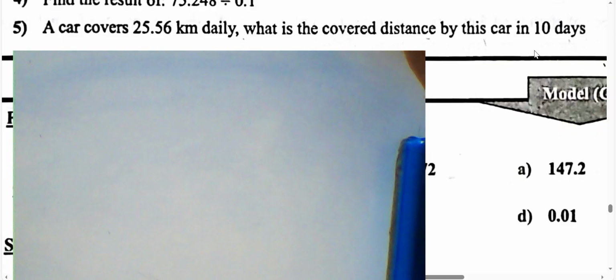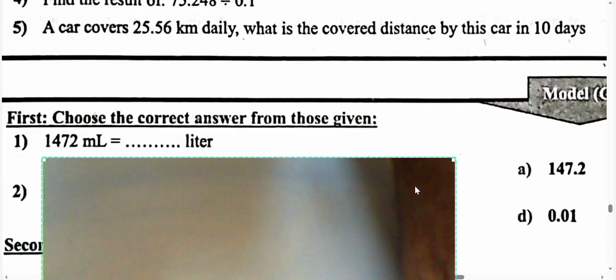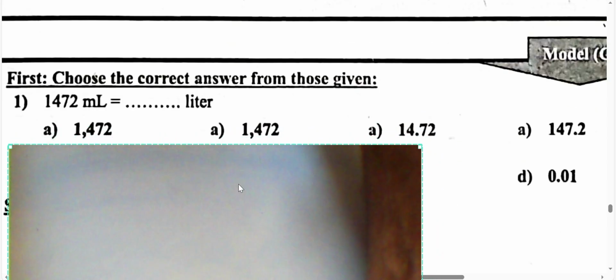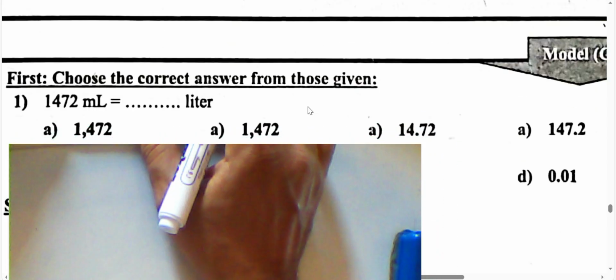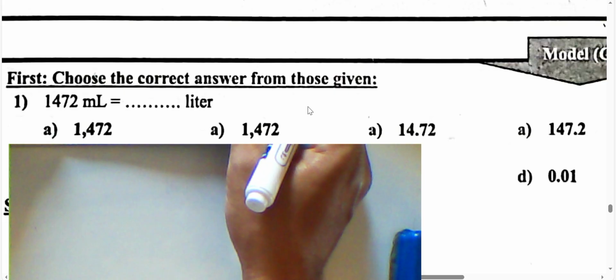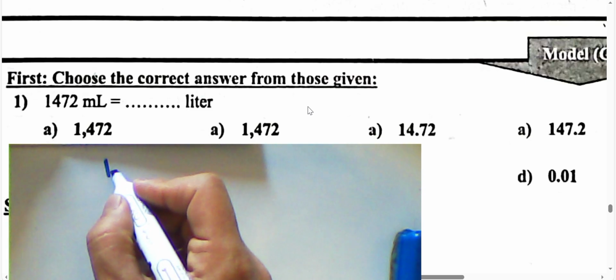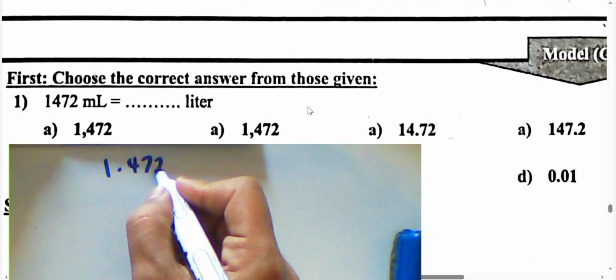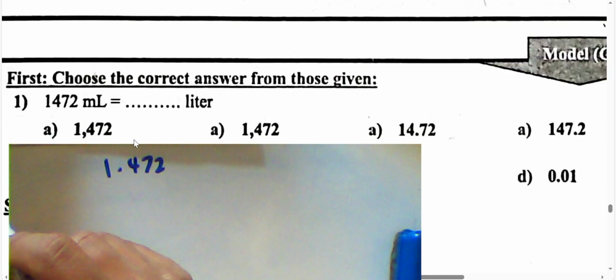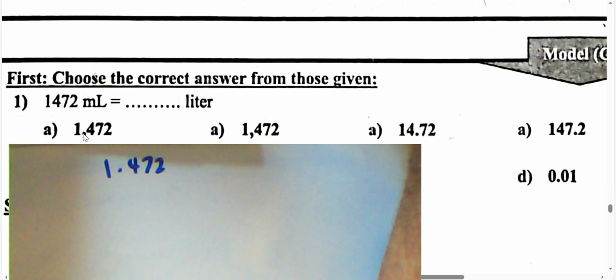Next question. 1472 milliliter convert to liter. We will divide it by 1000 because 1 liter equals 1000 milliliter. Divided by 1000, put the point after 3 places. Okay, 1.47 and 2. Change this sign and write the point. Okay, 1.472.